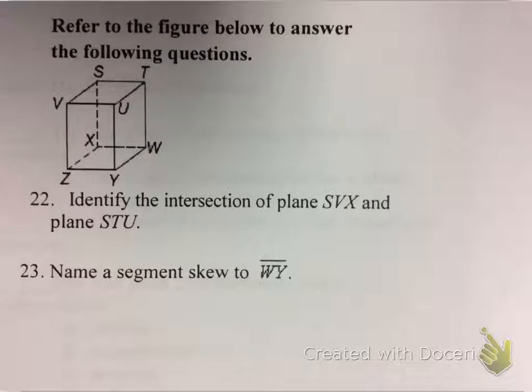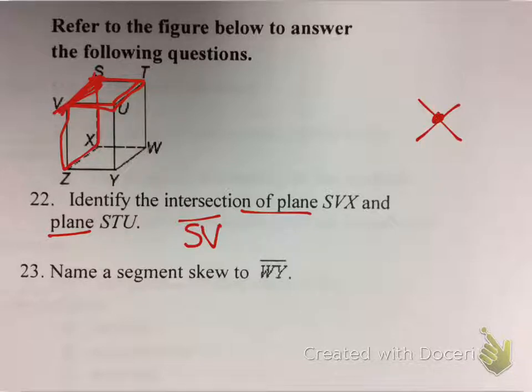Okay, so we want to identify the intersection of the plane SVX and plane STU. So remember, when we say plane here, we're saying SVX. So this is this plane right here on the side. And then STU is this plane here on top. So where do they intersect? They intersect at a line. Remember, planes intersect at a line, in this case SV. Two lines intersect in a point, but a plane intersects in a line. Okay?